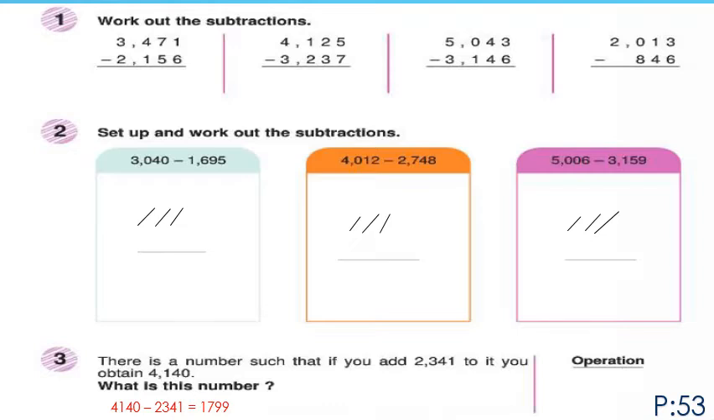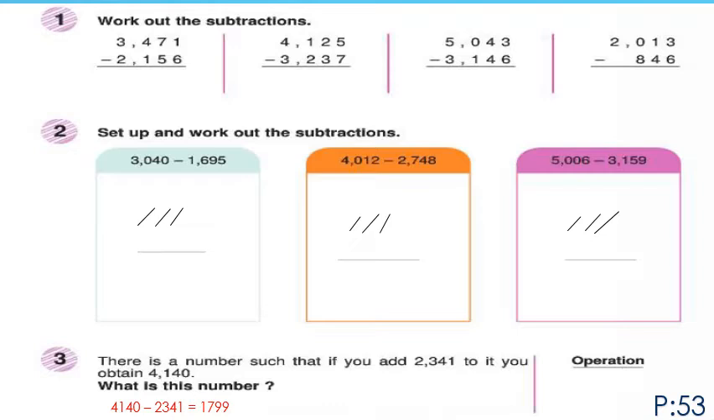Look at the first exercise to work out these subtractions. We have 3,471 minus 2,156. So as we have learned together, we should start from the ones place value. From the right, always we start from the right.